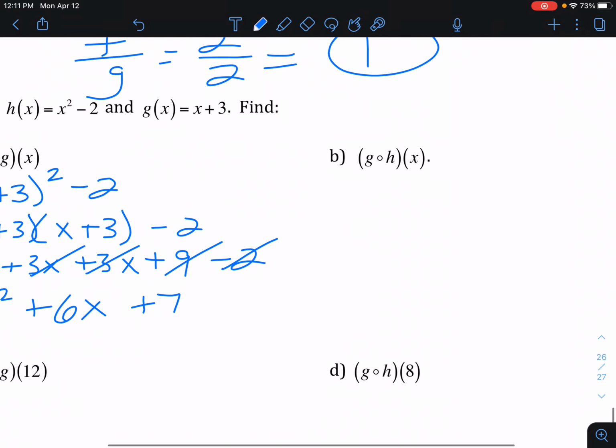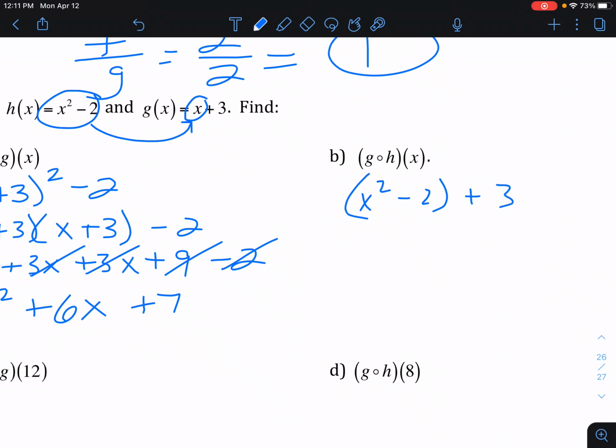Okay, letter B is the reverse. G of h of x means we have to take h and plug it in for the x into g. Remember, it's the letter on the right goes into the letter on the left. So that'll be h into g. So x plus 3 becomes that. And then you can pretty much just add these two together, combine like terms.